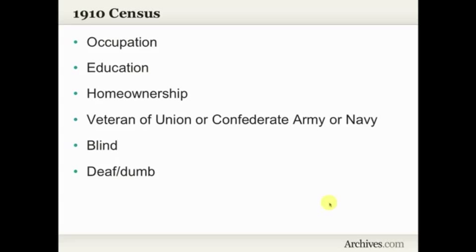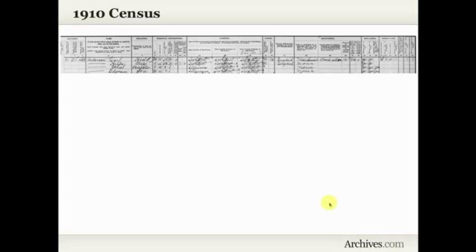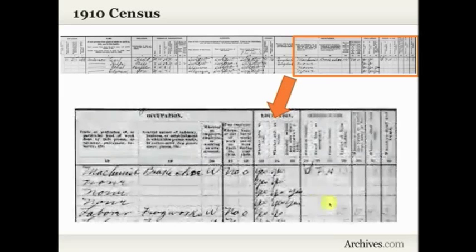The next section of 1910 will cover occupation, education, home ownership, a question about Civil War veterans, whether the person was blind or whether the person was deaf and dumb. And again, these are the terms that are being used in the 1910 census. So we're all the way over here to this right-hand section of the 1910 census.